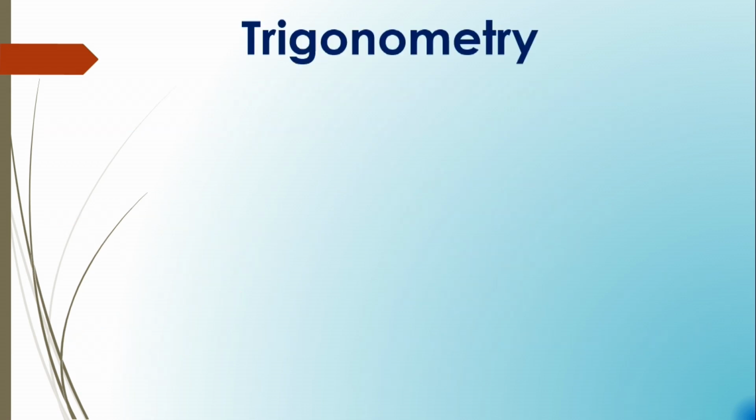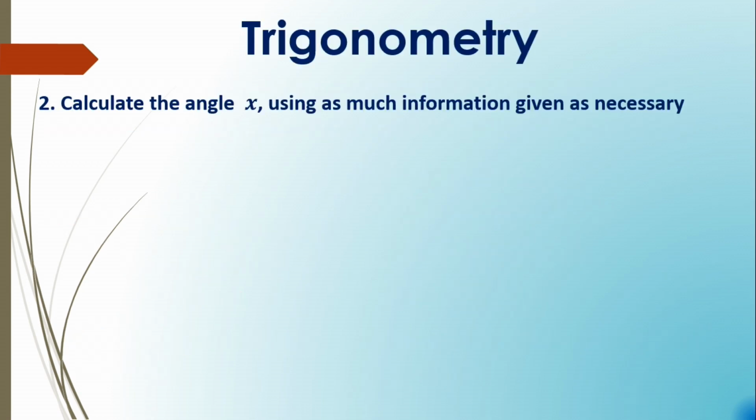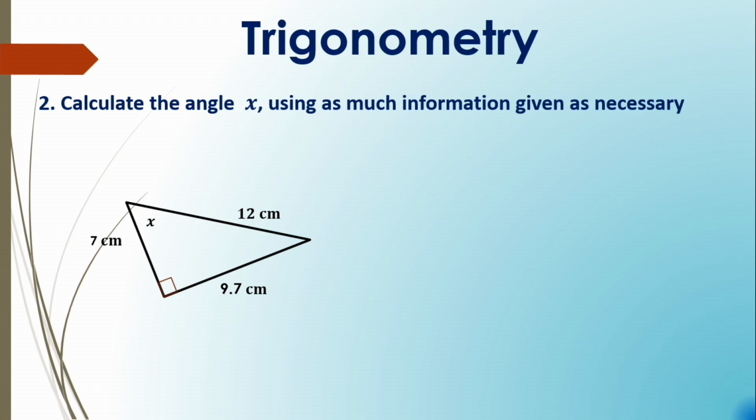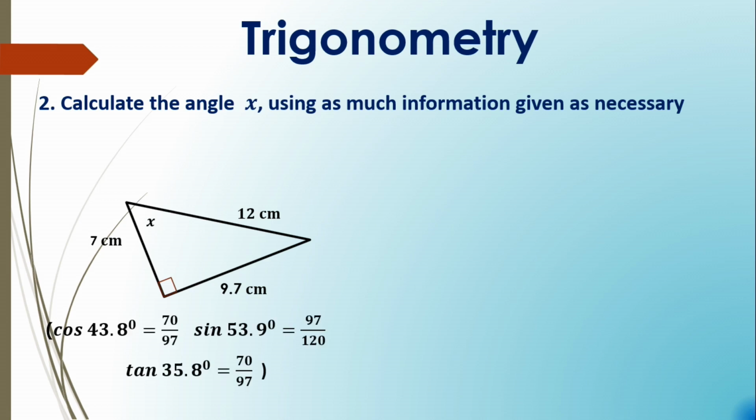Let's have a look at another example where we are going to use trigonometric ratios to calculate the angle x. In this diagram, the required angle is x. The given sides are 12, 9.7 and 7 centimeters. The given information is cos of 43.8 degrees equal to 70 over 97, sine of 53.9 degrees equal to 97 over 120, and tan of 35.8 degrees equal to 70 over 97.